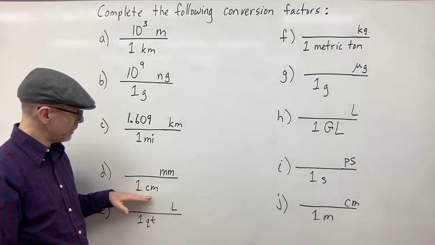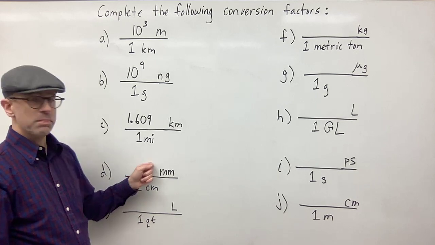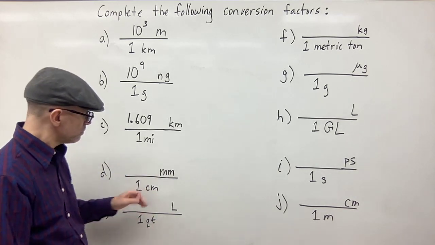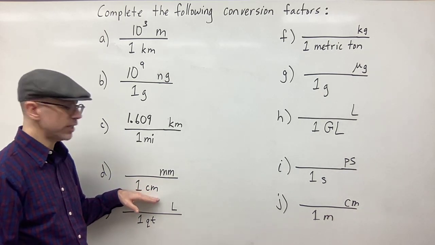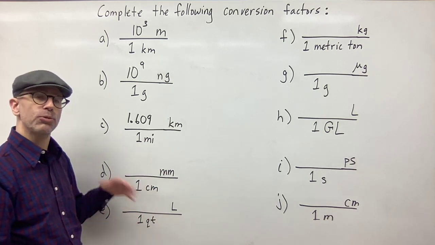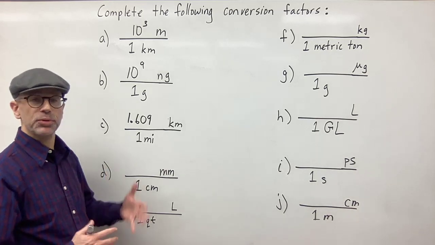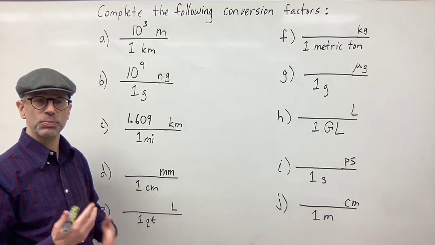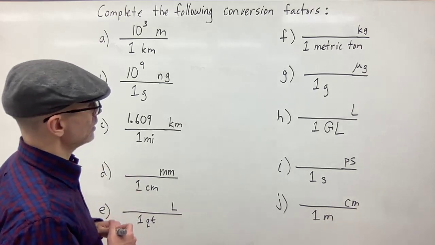Okay, here we have metric to metric again. Here we have 1 centimeter to millimeters. So here we don't simply have a prefix unit to a base unit. Here we're comparing 2 metric units that are both prefix units. So you can't simply look up the prefix meanings or the prefix multipliers and do that sort of thing. It's a little bit more difficult.